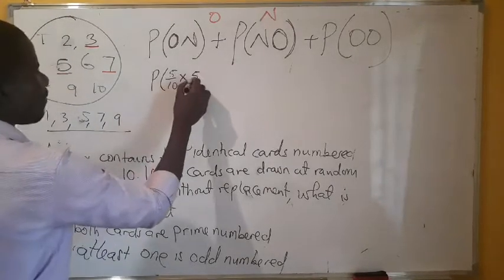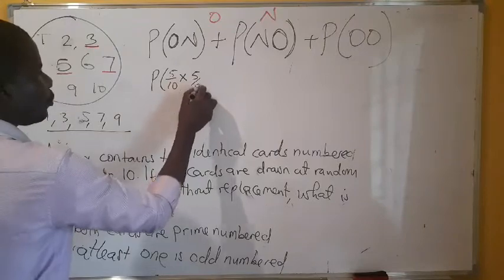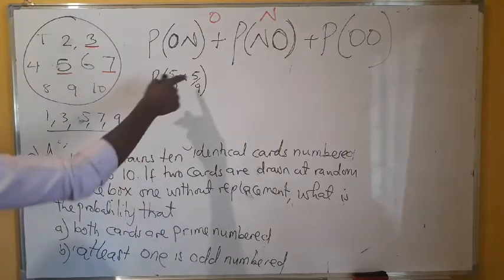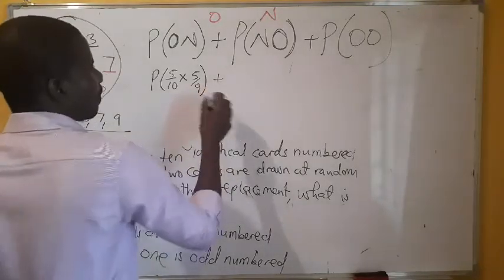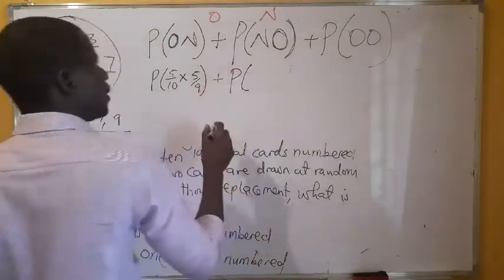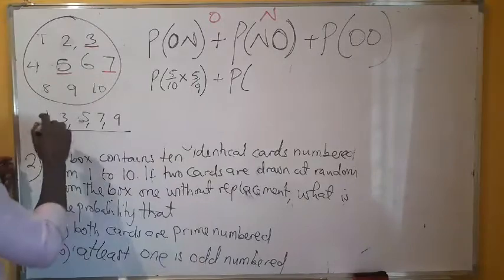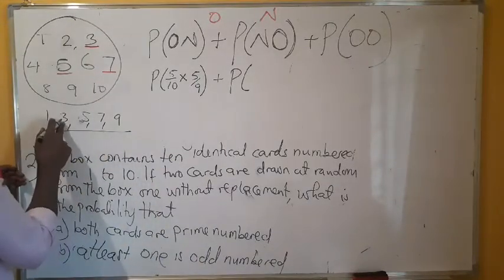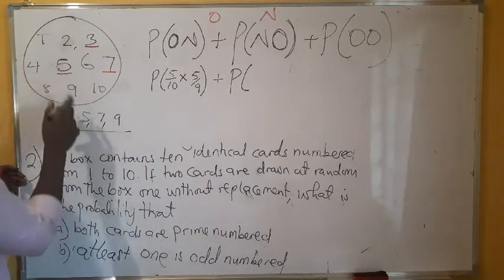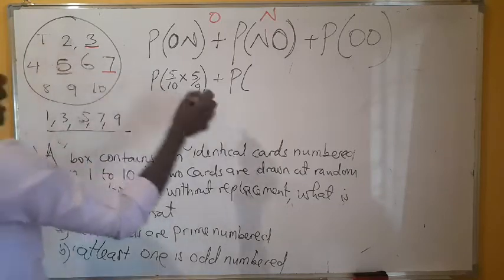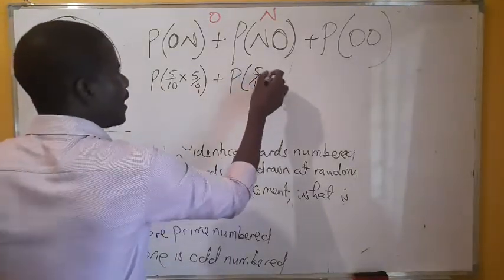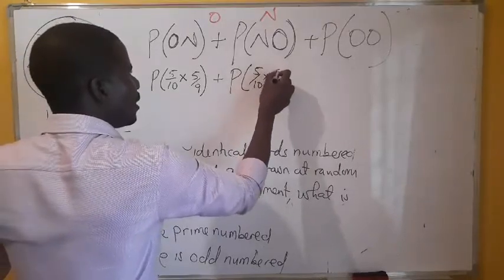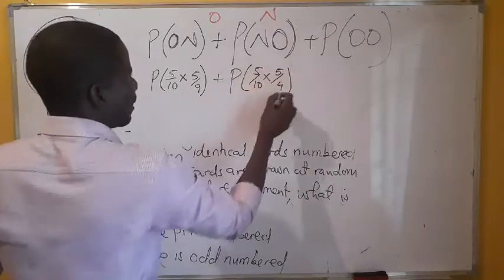So we have 5, but then the total number has reduced from 10 because 1 was taken. Okay? Then we go back to normal. If the first one to be picked is not an odd number, and then the second is an odd number, it will be 5/9.